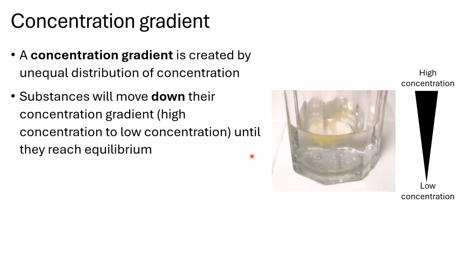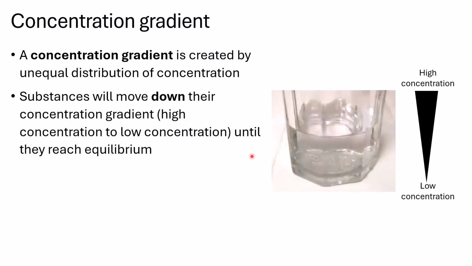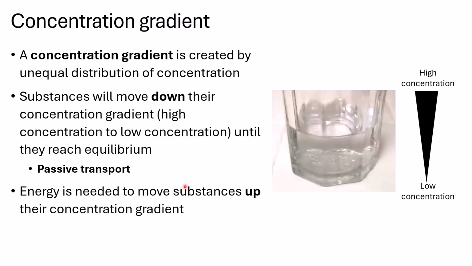For example, in the video, after the coloring is dropped, it begins to spread out in all directions where there was no color. Going down the concentration gradient is passive transport, which does not require additional energy. On the other hand, going up the concentration gradient does require energy, and is called active transport. Now let's talk about transport across the membrane.